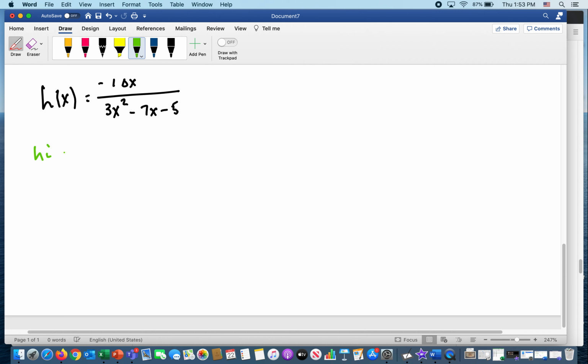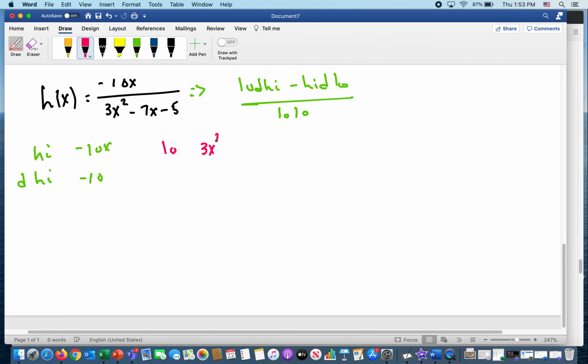So remember, when we do the derivative of this thing, the derivative is going to be low d high minus high d low over low squared. So the high is going to be negative 10x, and the derivative of the high is negative 10. The low is 3x squared minus 7x minus 5, and the d low is going to be 6x minus 7.